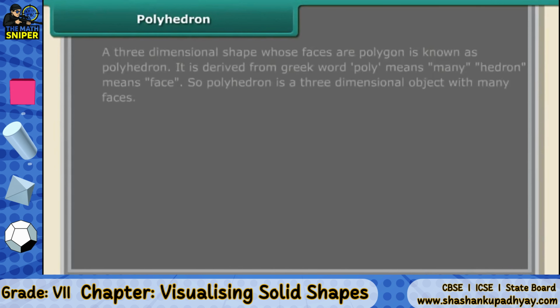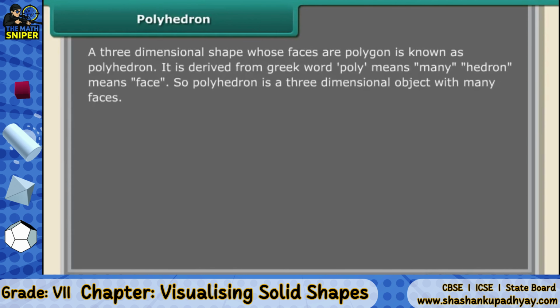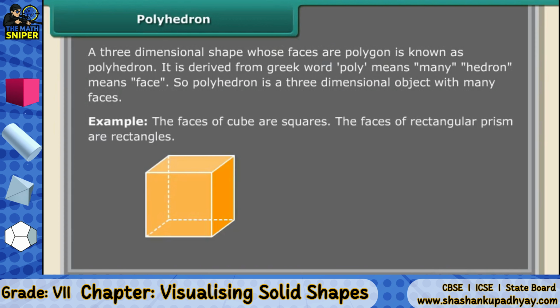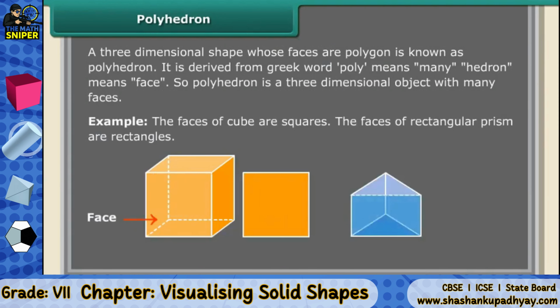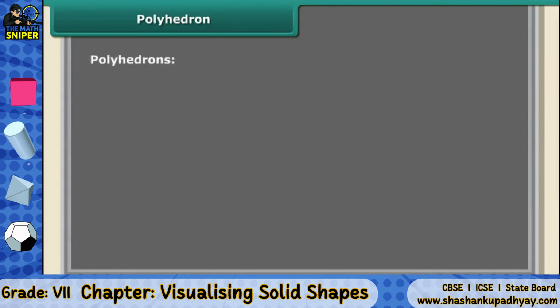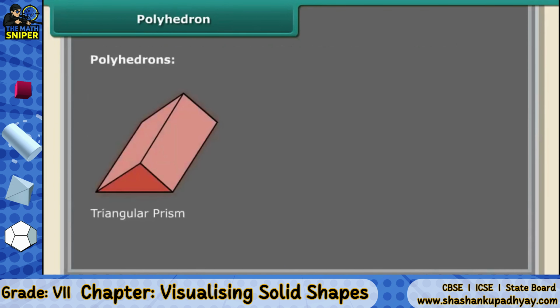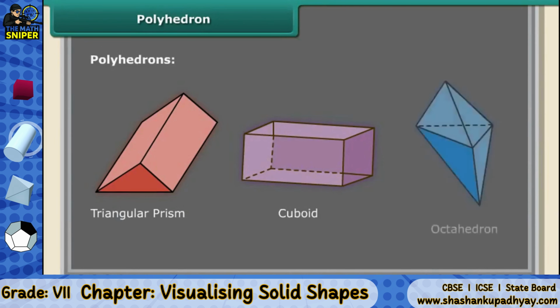Polyhedron. A three-dimensional shape whose faces are polygons is known as a polyhedron. It is derived from the Greek word poly meaning many, hedron meaning face. So a polyhedron is a three-dimensional object with many faces. Example, the faces of a cube are squares. The faces of a rectangular prism are rectangles. Polyhedrons: triangular prism, cuboid, octahedron.